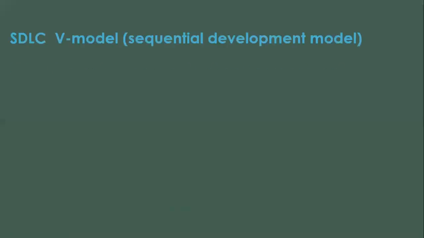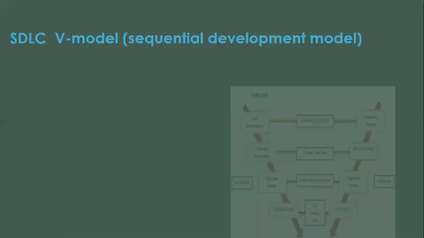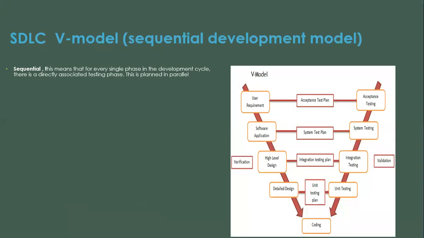Furthermore, it's a continuation of the V model. It is sequential. This means that for every single phase in the development cycle, there is a directly associated testing phase. And that's what I've said initially. This is planned in parallel.